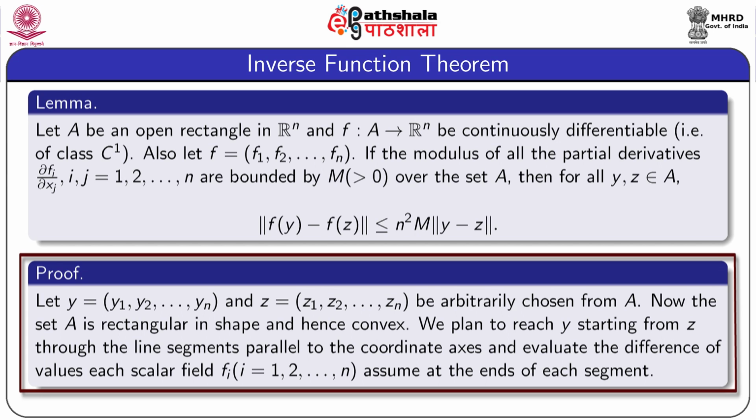We start the proof. Let y equal to the n-tuple (y1, y2, ..., yn) and z equal to (z1, z2, ..., zn). Y and z are arbitrarily chosen from A. Now the set A is rectangular in shape and hence convex. We plan to reach y starting from z through line segments parallel to the coordinate axes and evaluate the difference of values each scalar field fi assumes at the ends of each segment. We can easily recall that we used such treatment while we were trying to find out differentiability of a scalar field.